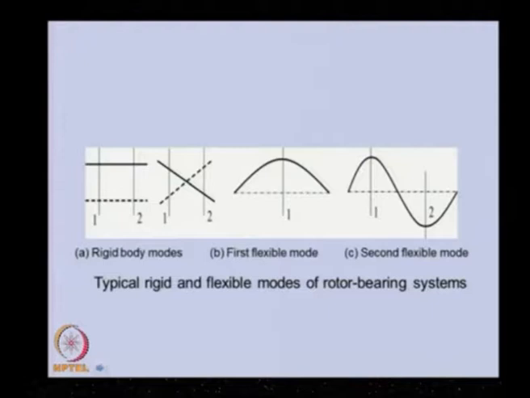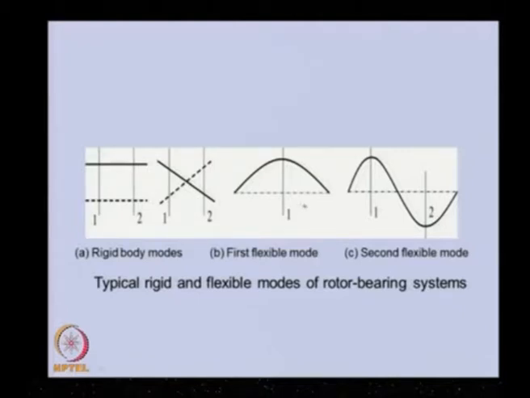So, this is the concept of the rigid and flexible modes of a rotor bearing system. You can see the solid line is one position of the shaft, and maybe the other extremity is coming here. So, this is a rigid body translational mode, and this is the rigid body conical whirl mode. Because these two are rigid body modes, when we are operating the rotor at low speed and want to balance these two modes, we require two planes.